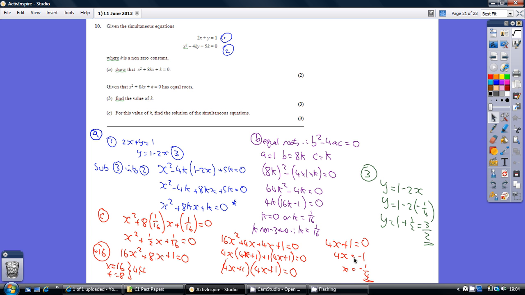How do we work out y? We will substitute into an equation of our choice. 1 is easy. In fact, 3 is the easiest. Y equals 1 minus 2x. So substitute in the fact that we've just worked out that x is minus a quarter. We get this, gather it all up, and we get y is 1.5 or 3/2.